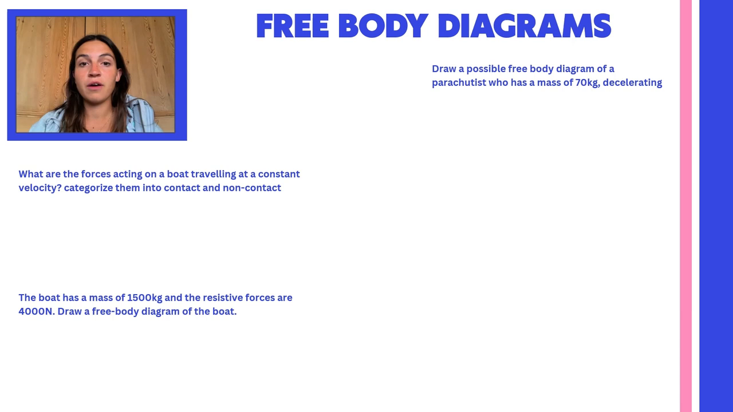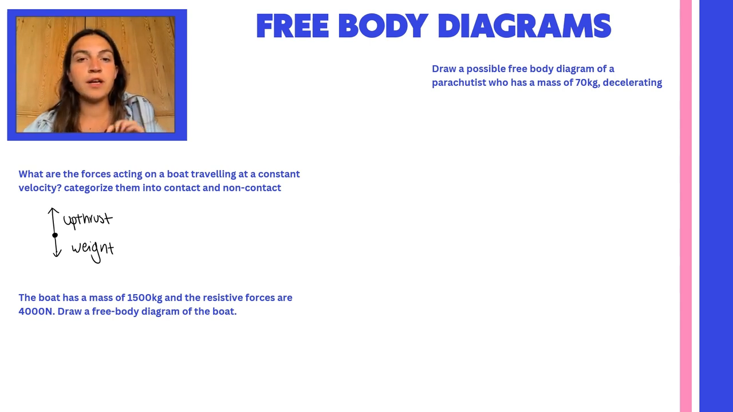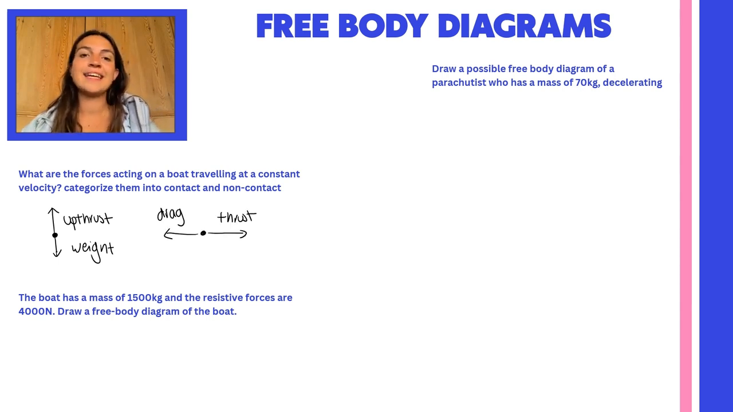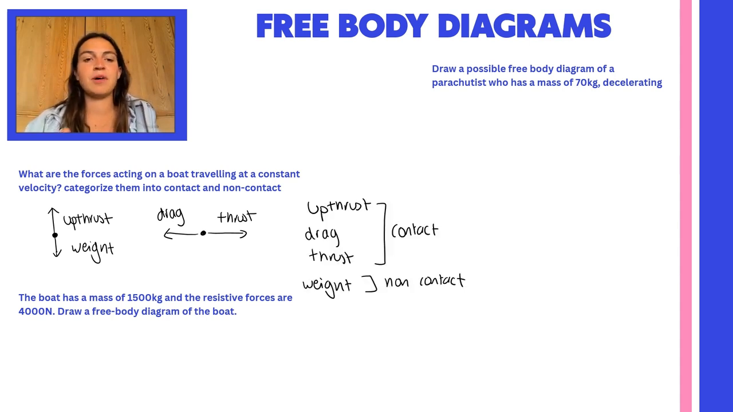So first thing to know are what are the kinds of forces that are going to be acting on that boat. So we have an upwards force of upthrust acting up and a downwards force of weight acting down, but we know that this is moving at a constant velocity. So we also must have a thrust force propelling the boat forwards, and equally matched to that a drag force from the water which opposes the motion of the boat. So those are all my forces, and to categorise them, upthrust, drag and thrust, all contact forces.